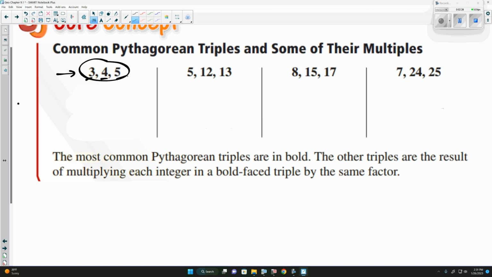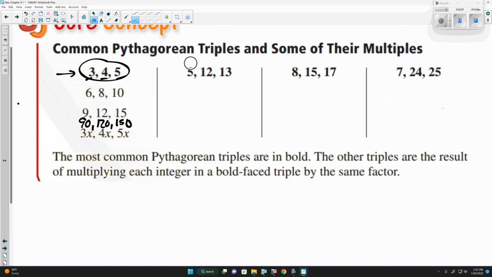Now, they might not always use 3, 4, 5, because they might use 6, 8, 10, or 9, 12, 15, or any multiple of 3, 4, and 5. It's still a Pythagorean triple. 9, 12, 15 is still a Pythagorean triple. We could say 90, 120, 150. It will still work, because we're just multiplying them all by 10. Still a Pythagorean triple.